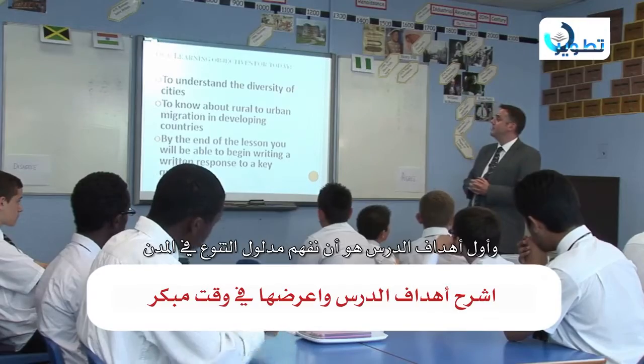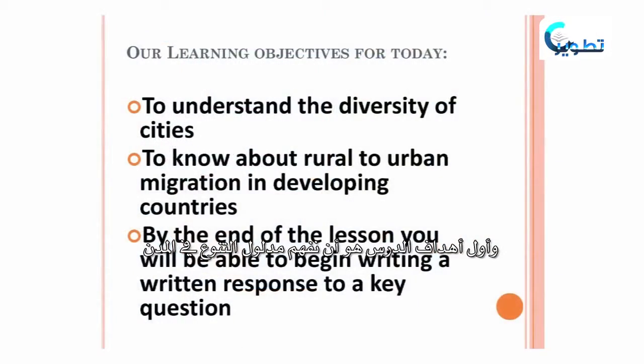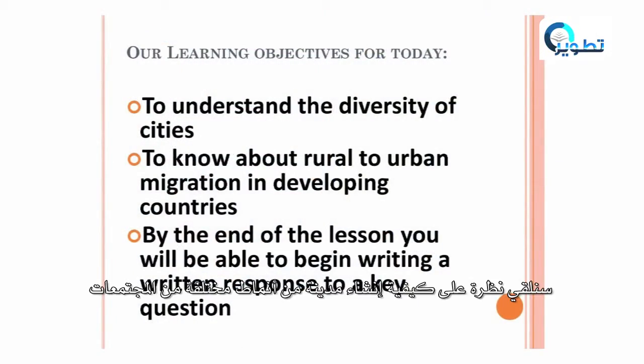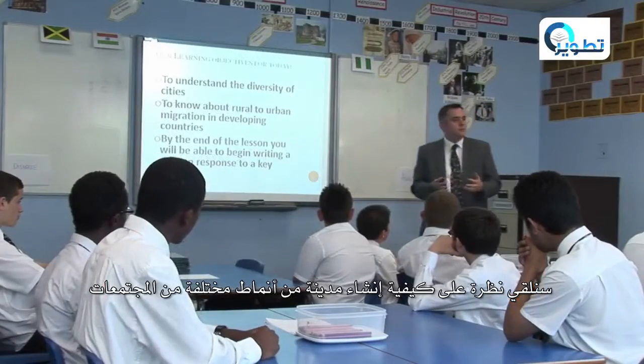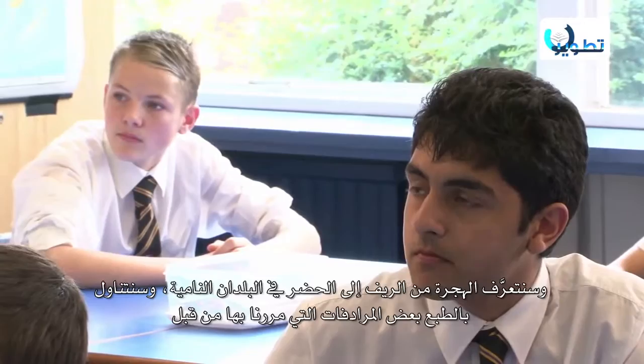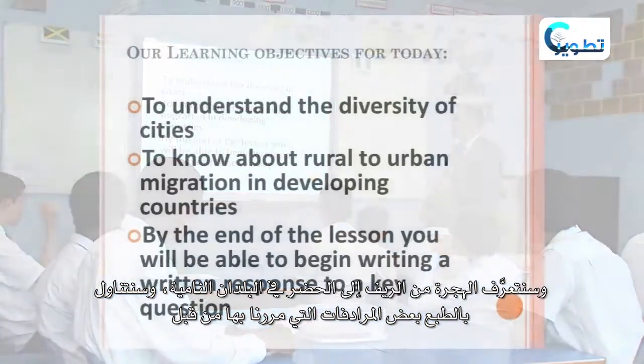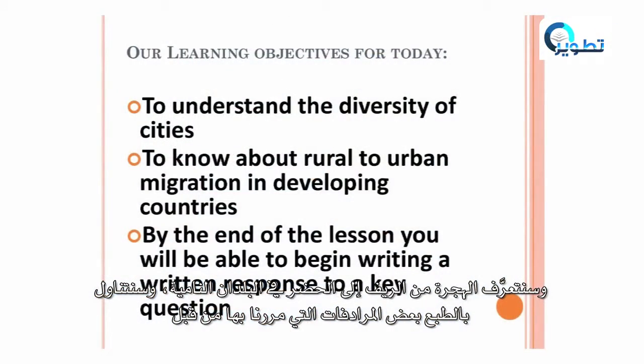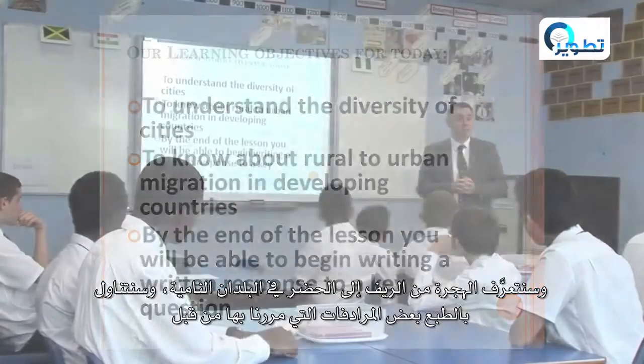The first lesson objective is we're going to understand the diversity of cities. We're going to look at how different sorts of communities can make up one city. We're going to know about rural to urban migration in developing countries, which of course is picking up on some of the work we've done previously.